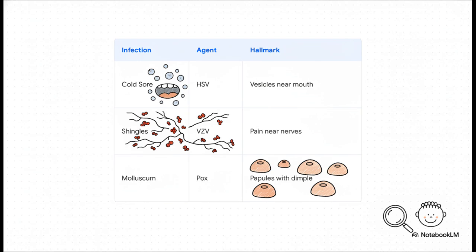Shingles, caused by the varicella zoster virus, is just the reactivation of chickenpox, and it presents with intense neurologic pain and vesicles clustered right near nerve endings.